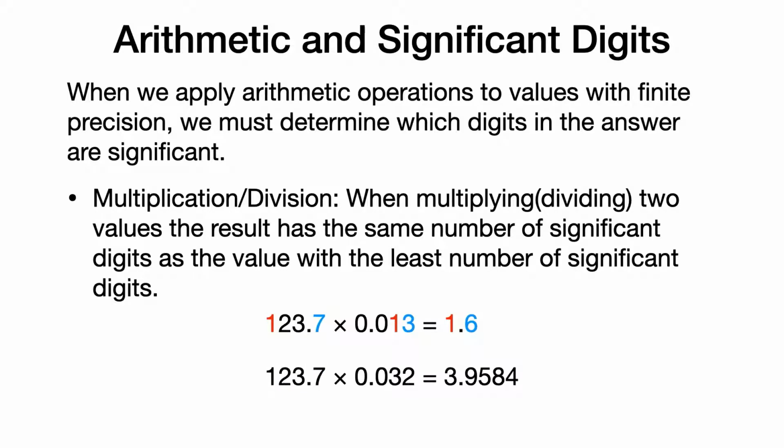Now another example here, we can multiply 123.7, this time by 0.032. We see what the final answer is, 3.9584. Again, we have 4 and 2 for the significant digits in the two numbers going in. So the final answer is going to have 2 significant digits. And this time when we round it, we have to change both of the values in our final answer to 4.0, but we get 2 significant digits here.